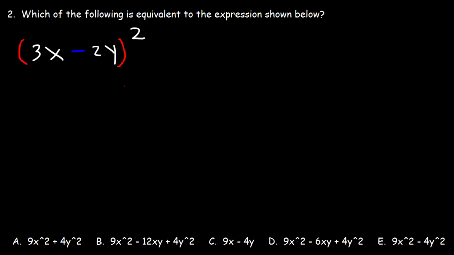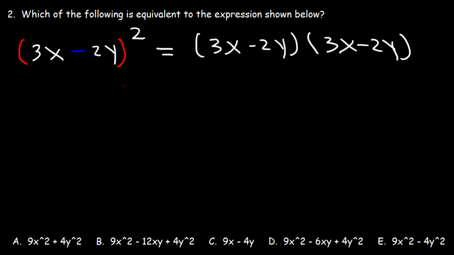Number 2, which of the following is equivalent to the expression shown below? So what is (3x minus 2y) squared? What do we need to do here? So take a minute, pause the video, and try it. And when you have your answer, unpause it to see if you have the right solution. (3x minus 2y) squared means that we have two (3x minus 2y) factors multiplied to each other. So what we need to do is FOIL.